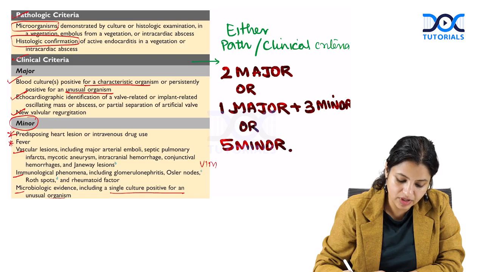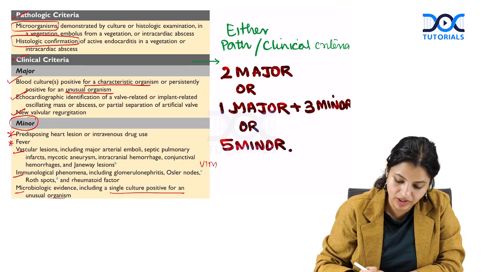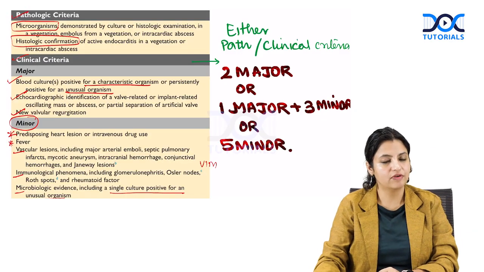So whenever we are making a diagnosis, we require either 2 major, or if we are using 1 major, we require 3 minor, or we should have 5 minor criteria. Okay, so that is how we make a diagnosis of infective endocarditis.